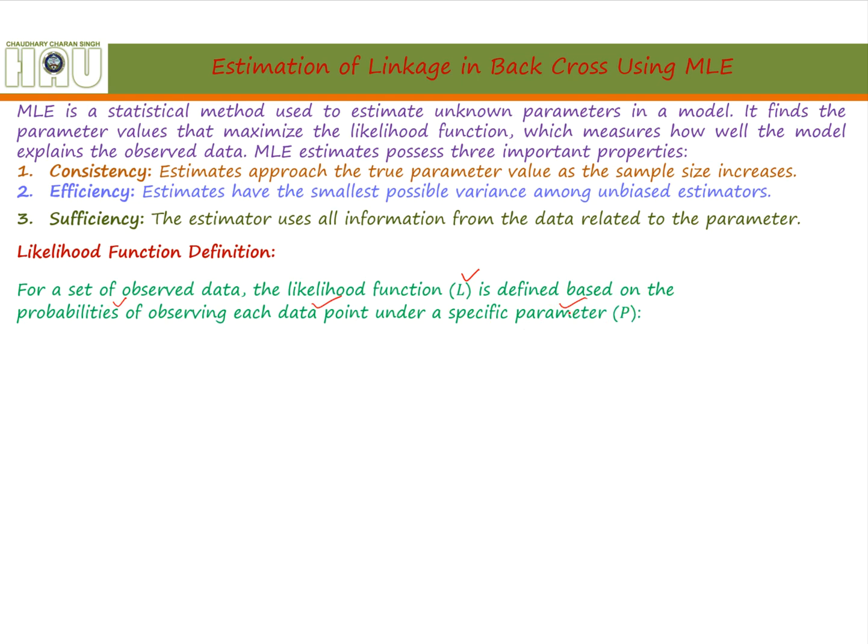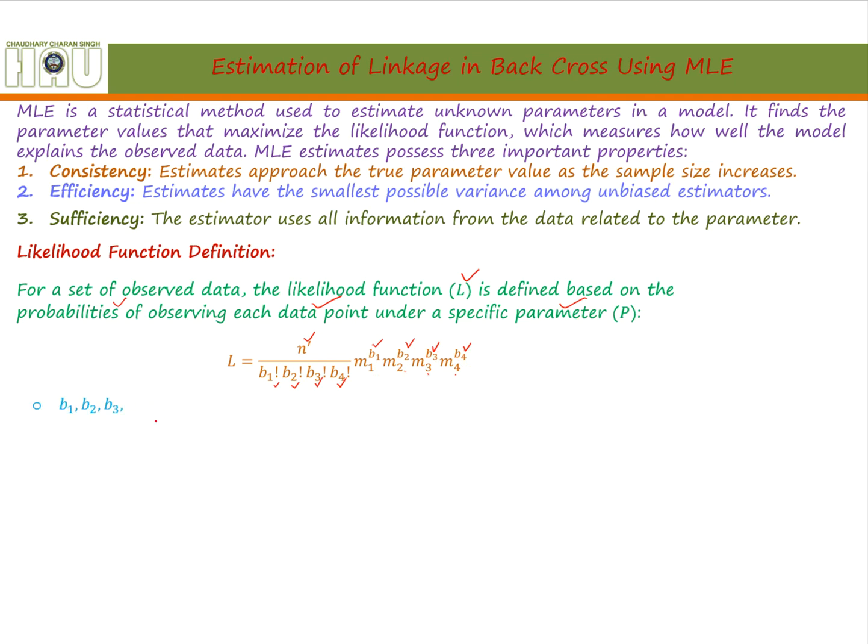So in our case, the data of backcross in F2 generation, the likelihood function is given by n dash divided by b1 factorial, b2 factorial, b3 factorial, b4 factorial into m1 raised to power b1, m2 raised to power b2, m3 raised to power b3, m4 raised to power b4. Now I will explain what is b1, b2, b3, b4, m1, m2, m3, m4, n dash. I have already explained it.